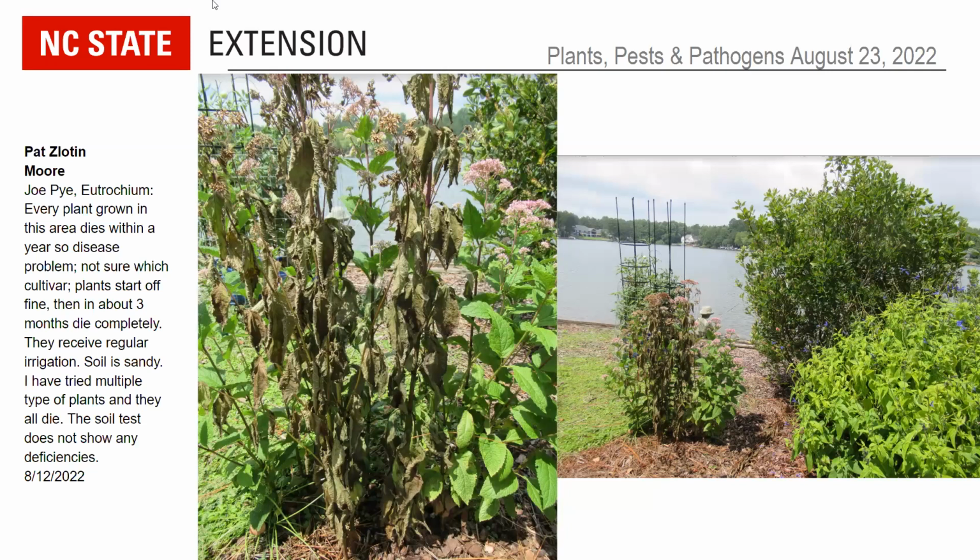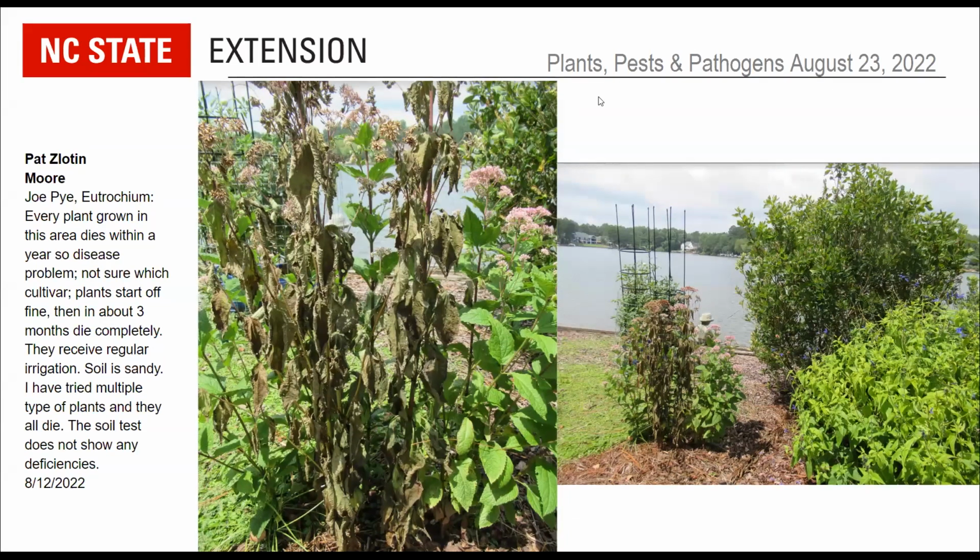This one is an interesting case here. So Moore County from Joe Pye weed, excuse me, which I'm not sure if I've given up on trying to keep up on the correct scientific name of it. The interesting comment though here: every plant grown in this area dies within a year, so disease problem. Not sure which cultivar. Plants start off fine, then about 3 months die completely. They receive regular irrigation, soil is sandy. I've tried multiple types of plants and they all die. Soil test does not show any deficiencies.